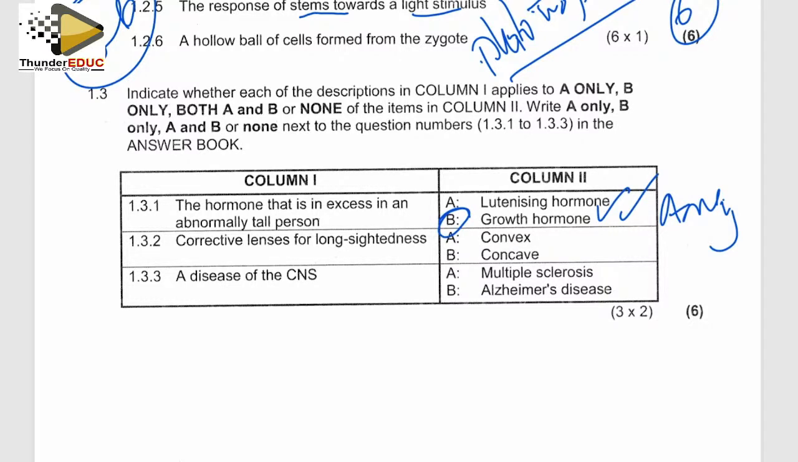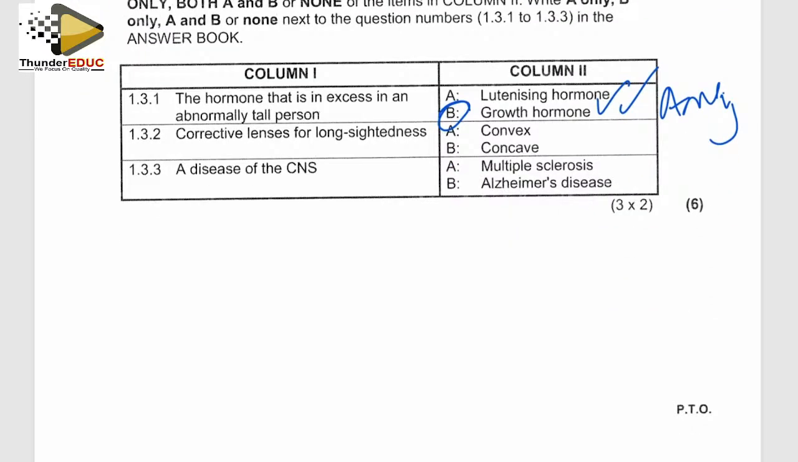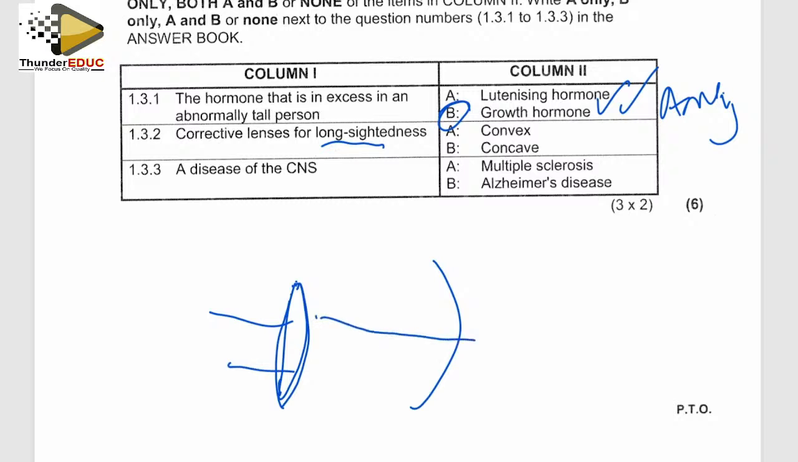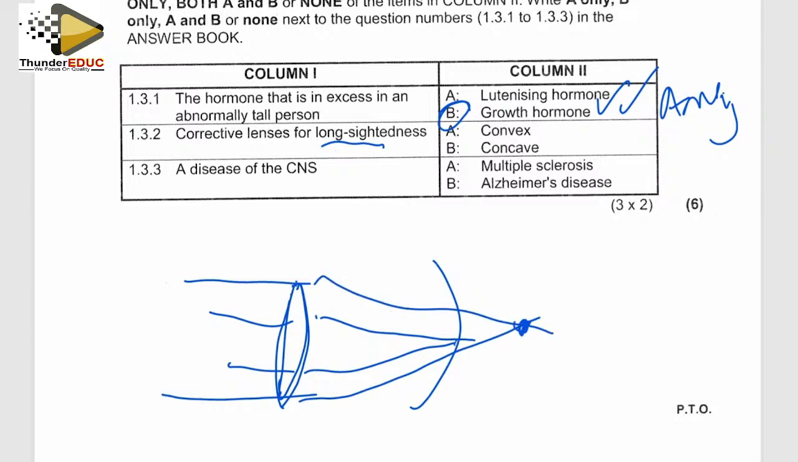Correct lens for long-sightedness. Remember long-sightedness, what happens? You see objects which are far, but you can't see objects which are near. Yesterday I told you that objects which are far, you see them as small, so the image falls onto the retina. But the one which is near comes as big, so it ends up forming the image behind the retina.